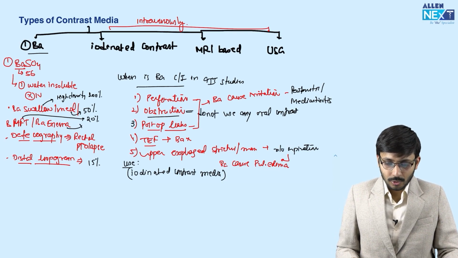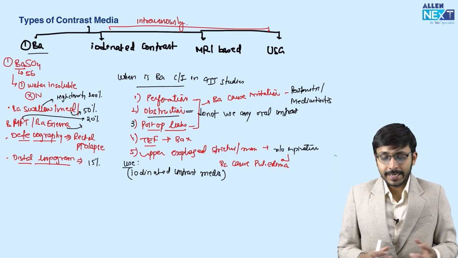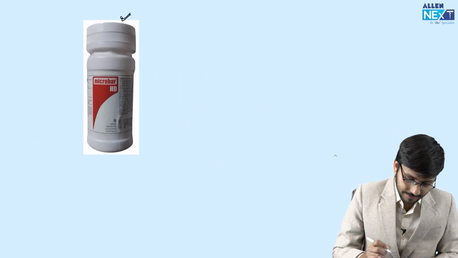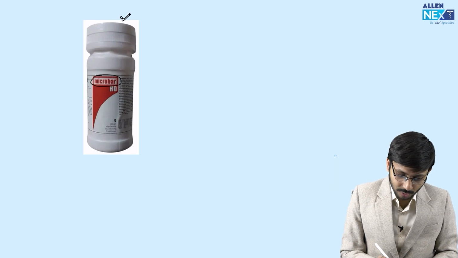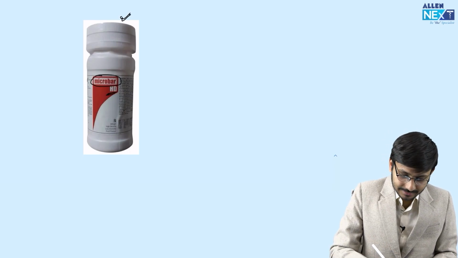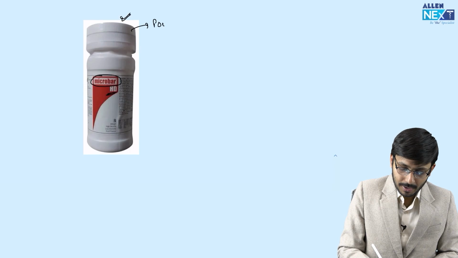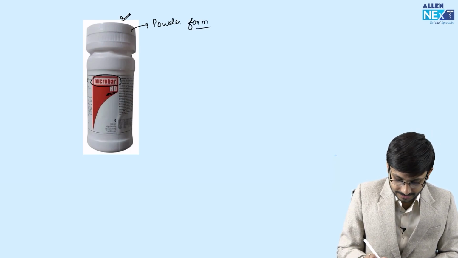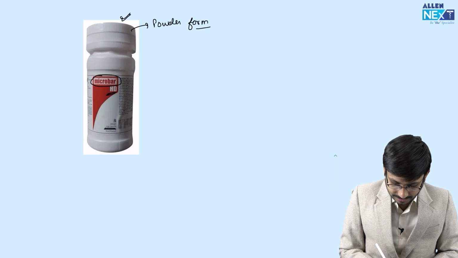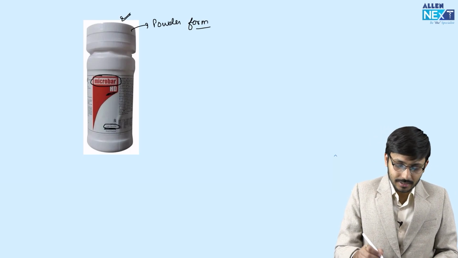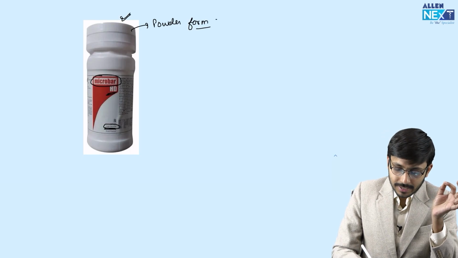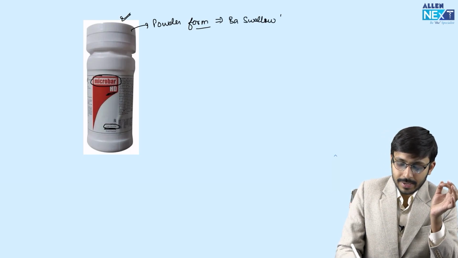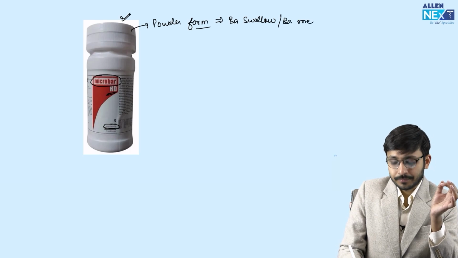Okay, so this was briefly about the barium. Now this is the barium bottle that is available in the market by the name of Microbar HD, and this has barium in its powder form. It is high density barium, and we use the powder form of barium in mostly barium swallows. Okay, in barium swallow and barium meal.